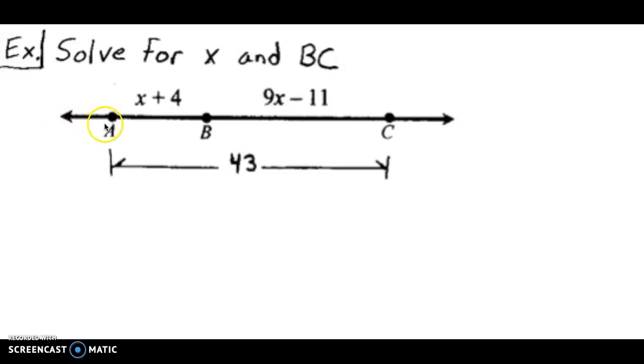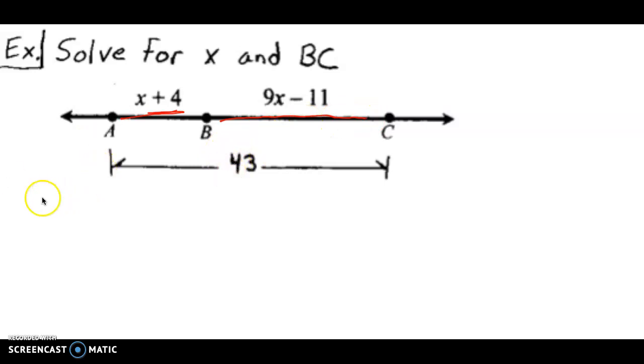So with the segment addition postulate, we have point B that is between points A and C, and that word between is a little bit specific. It means points B, A, and C are all collinear, so they're on the same line. The idea here of the segment addition postulate is that we take segment AB and add it to segment BC to get the whole thing.